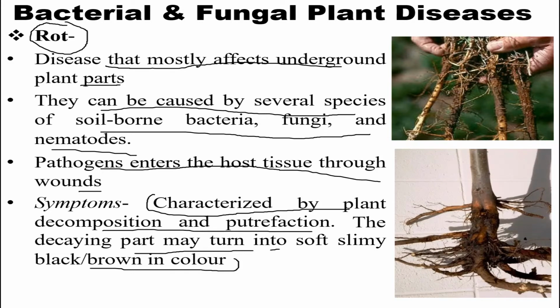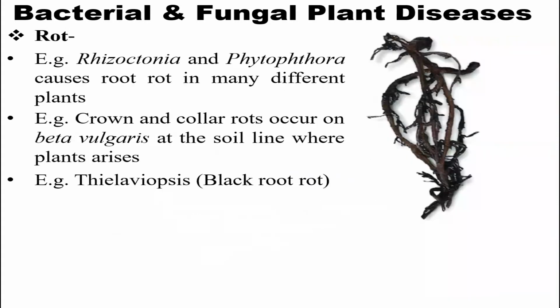As you can see, these form a sort of aggregate. These are some of the solid aggregates that are formed after decomposition and putrefaction. So this is the disease of rot, which forms in the soil within the roots. So this was about rot.